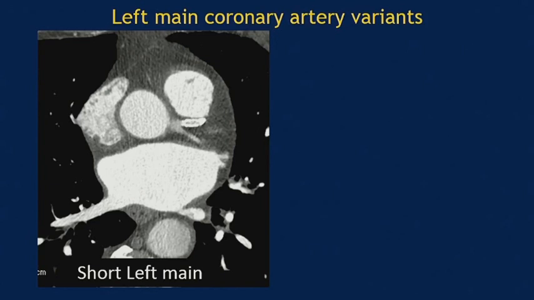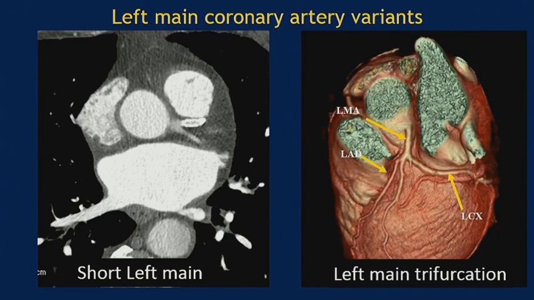Another common variation we often encounter is to have a trifurcation. So apart from the LAD and the circumflex that you're seeing here, there's a third vessel in the middle, which is termed the ramus intermedius. Now, this has important implications when you're looking at coronary artery territories, and I'll show you a case later on in my presentation to illustrate this.